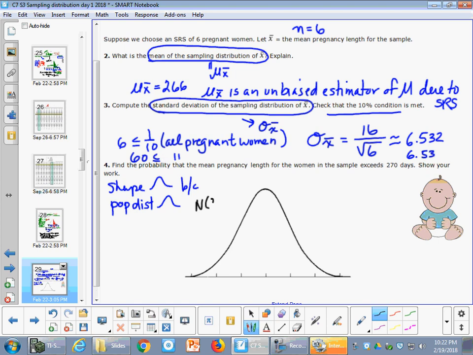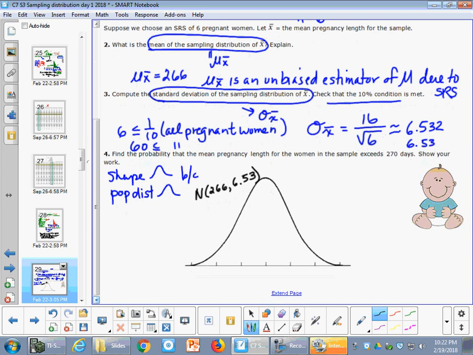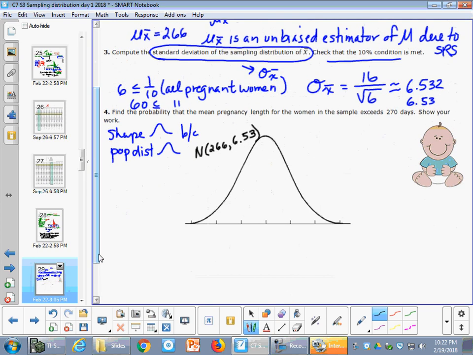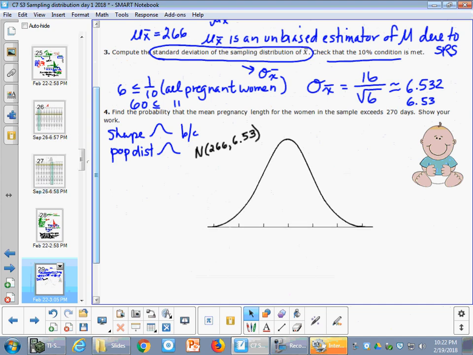So it's very, very similar to the last problem, except my spread is not as big, and that's a little bit deceiving because we're using the same shape. This sampling distribution is actually going to be much skinnier than the last one that we used, but again, because we're doing it with this shape in mind, it's a little bit deceiving. So this is where 266 is.